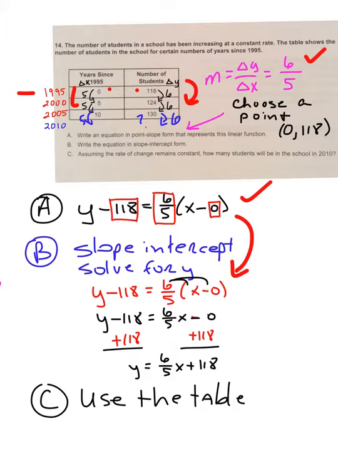6/5 times x is 6/5 x. 6/5 times 0 is 0. I then added 118 to both sides, and here is my slope-intercept form.